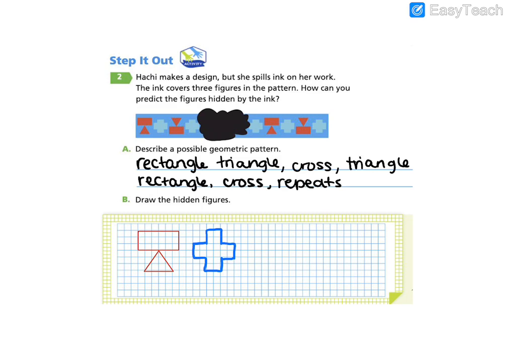So we had rectangle, triangle, cross, triangle, rectangle, cross. Okay, so we'll draw our upside down triangle first, and our rectangle. All right, so there is our hidden pattern.